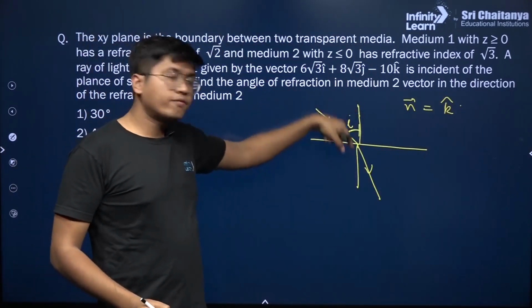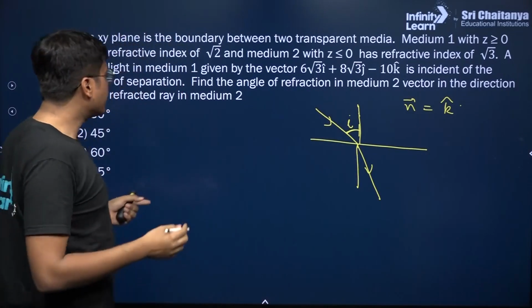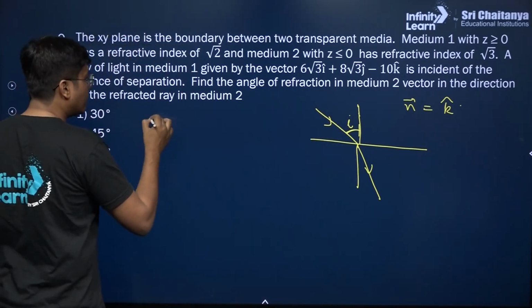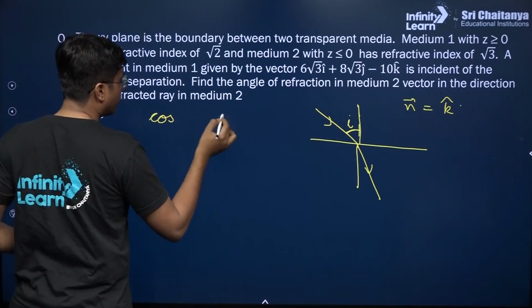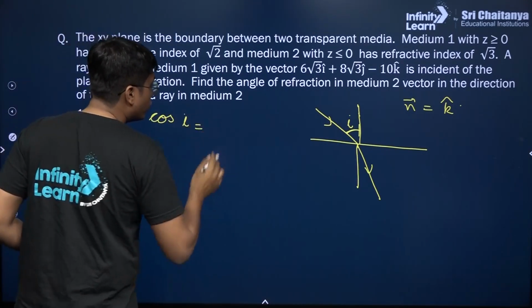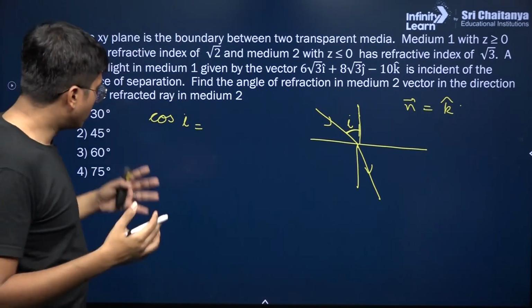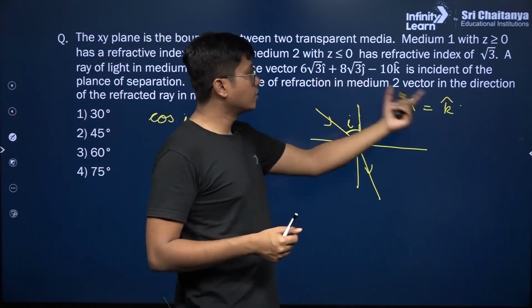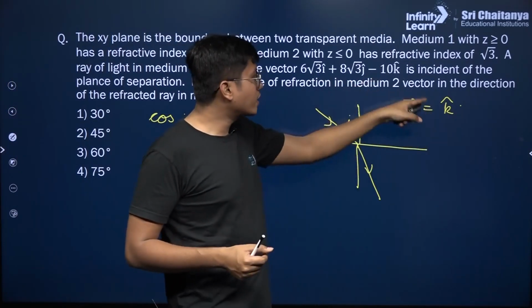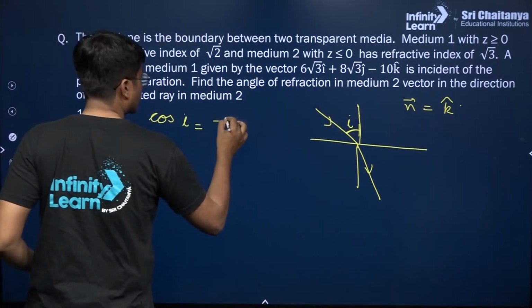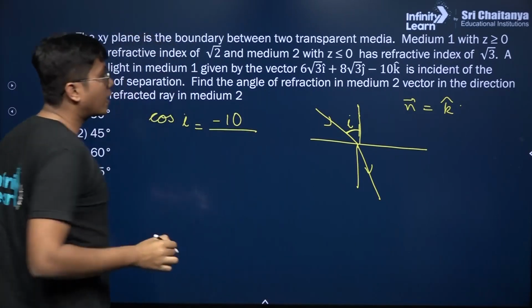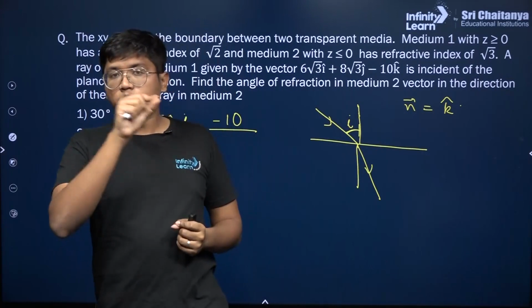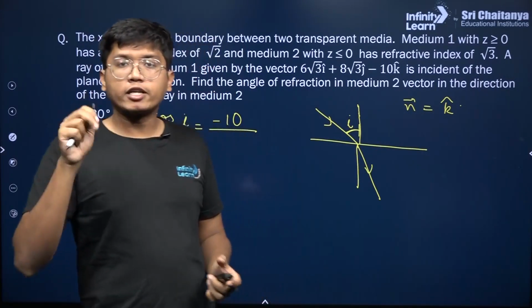We have one vector, we have the other vector, which means we can effectively find out what the angle is between them, because cos of I would be equal to, using the dot product, the dot product of this into this. So that will just leave the k cap, the minus 10, divided by the magnitude of each of them. So we know cos theta is equal to a vector dot b vector divided by magnitude of a into magnitude of b.